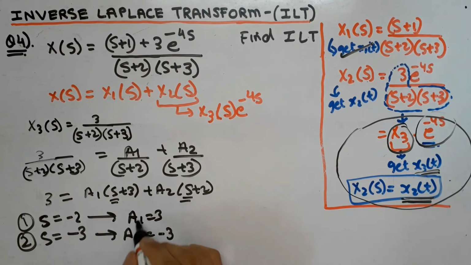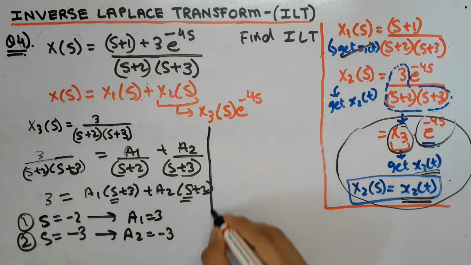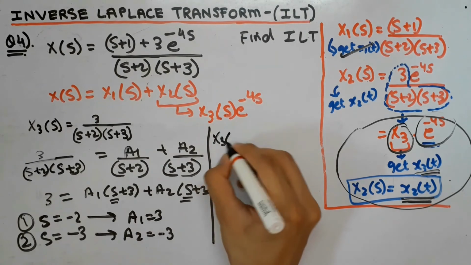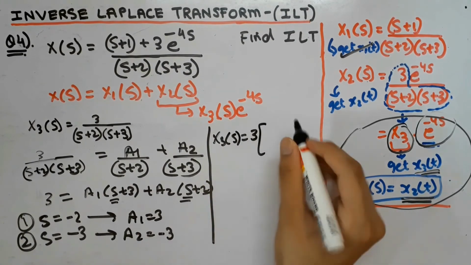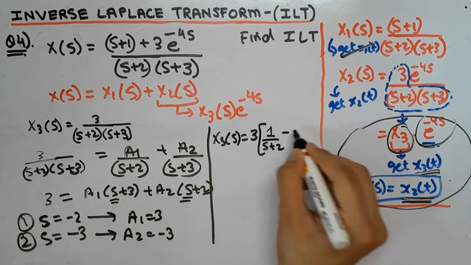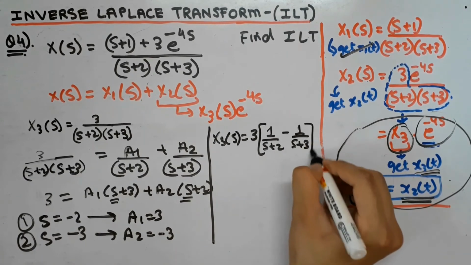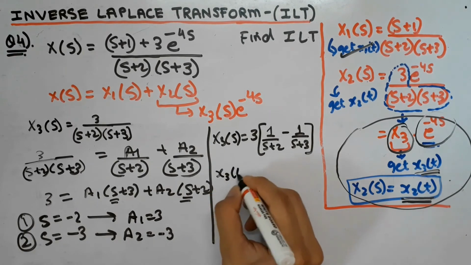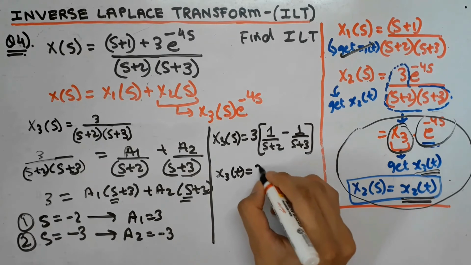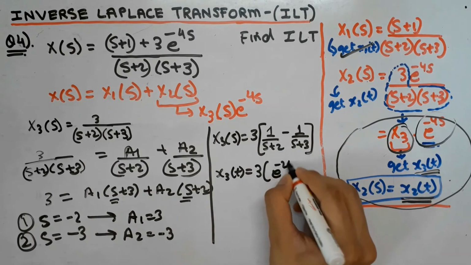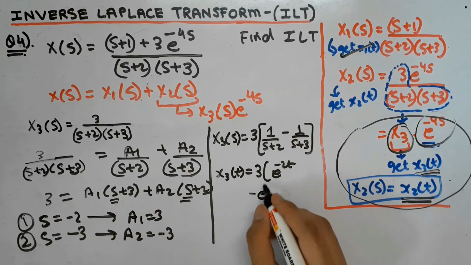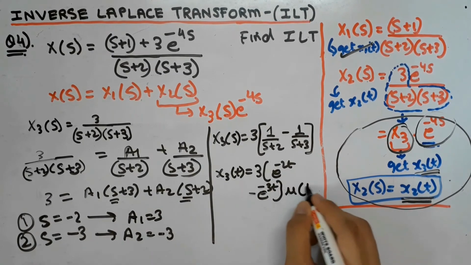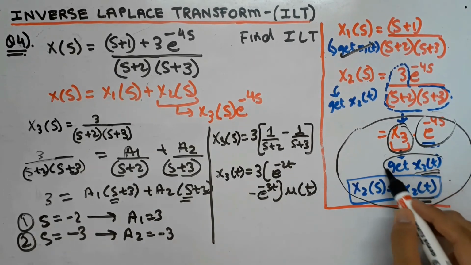Now we are going to put the values of a1 and a2 in this equation and get the value of x3(t). That is, we will get x3(s) is equal to, we will take 3 common, and we will get 1 upon s plus 2 minus 1 upon s plus 3. Now we are going to use inverse Laplace transform formulas and we will convert this into the form of x3(t). That is, when using the formulas you will get x3(t) is equal to 3 into e to the power minus 2t minus e to the power minus 3t into u(t).